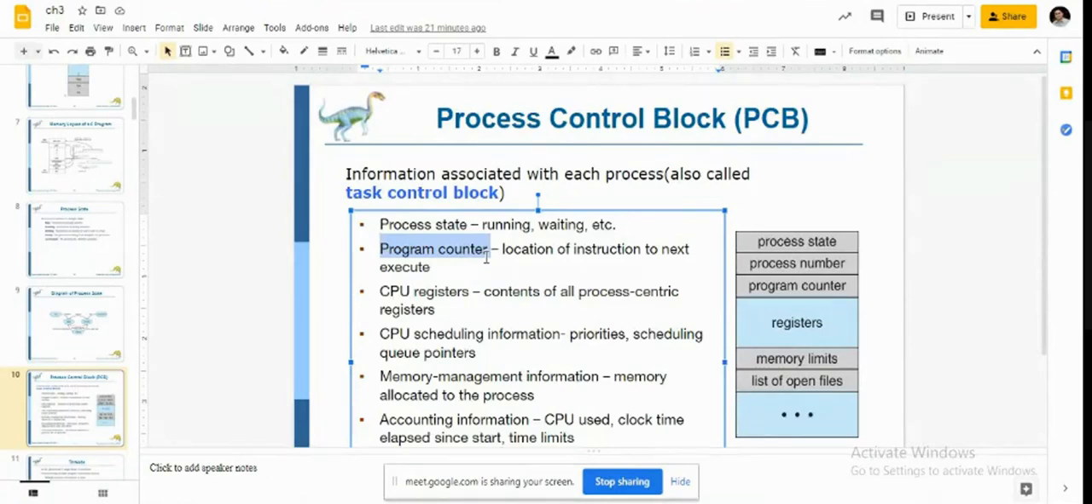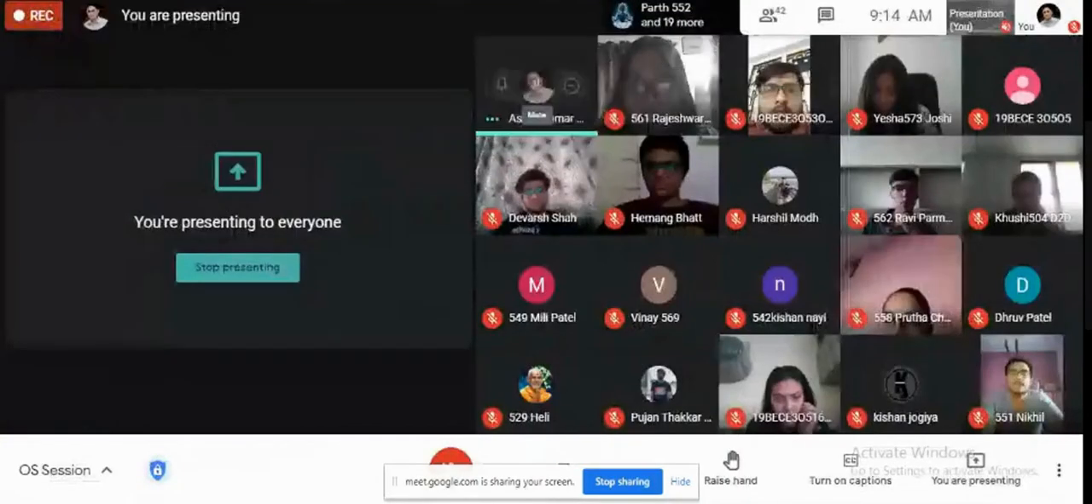So which instruction is going to be executed next? The 31st. Why? Because instructions 1 to 30 we have already executed. So ultimately the process control block will guide the operating system about the total information of the process. Which type of information?